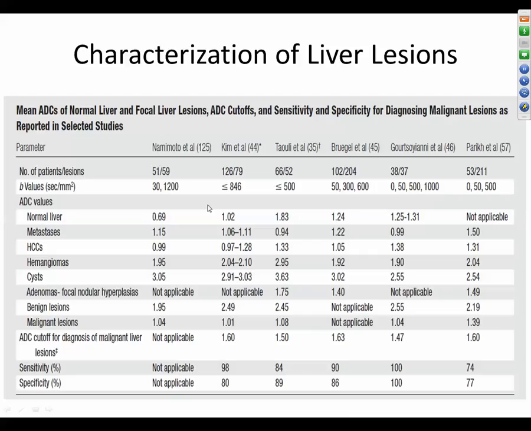Similar example. So after detection of liver lesions, we can characterize them. Here are studies conducted by different groups. If we just look at one group, the ADC values for different types of tumors are different. Normal tissue has this range or this average, but metastasis, HCC, hemangioma, cystic, and different types of lesions have different ranges for ADC value. So we can measure their ADC value and roughly get an idea what type of lesion it is.